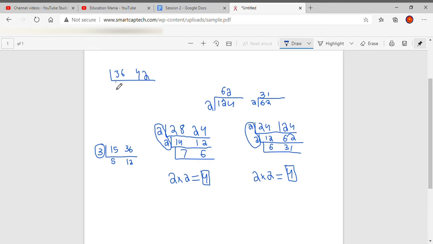Let's divide it by 2, and we find that this is 18, and this is 21. Now, you can't do 2 anymore because this is not even, but you can do 3. So this would be 6, and this would be 7. You stop here. The greatest common factor would be 6.